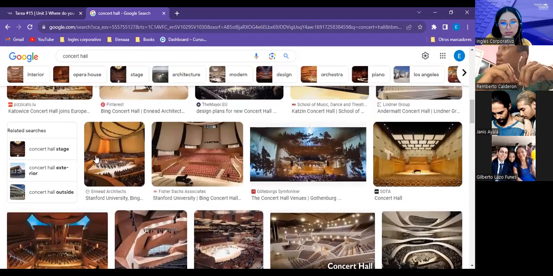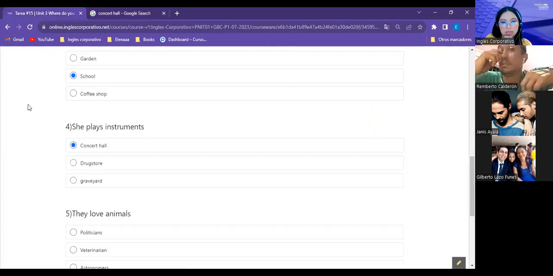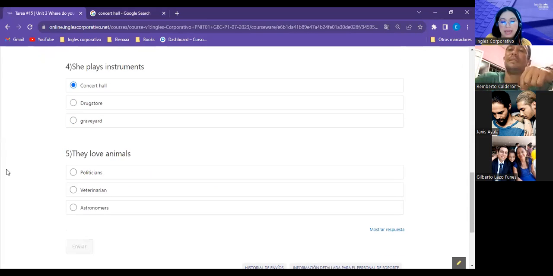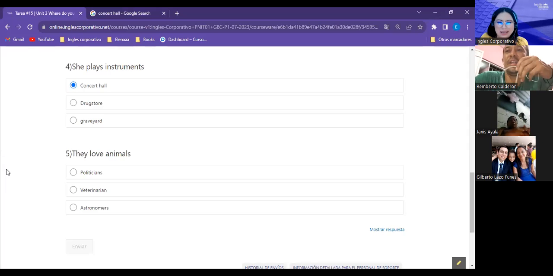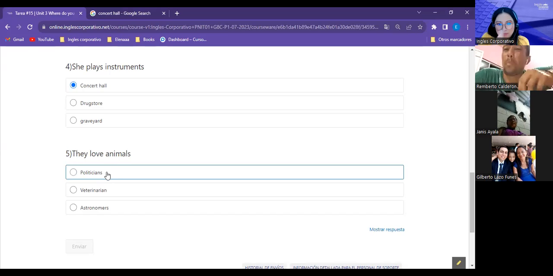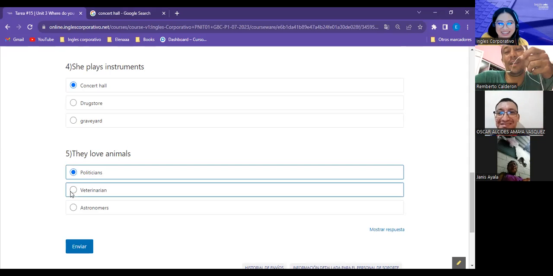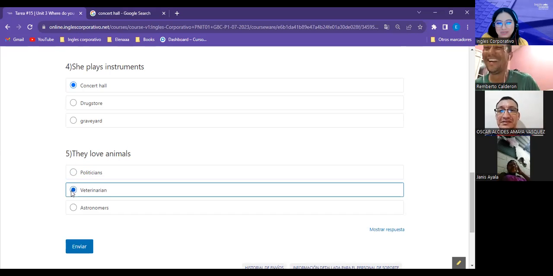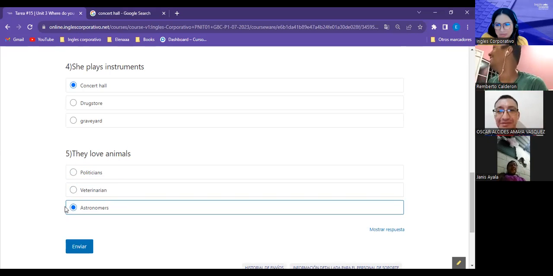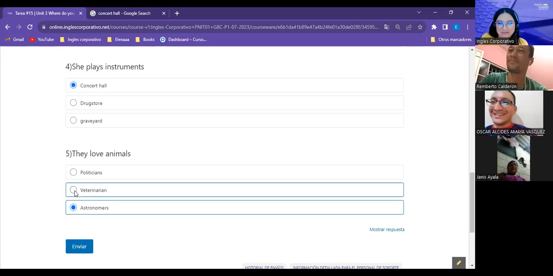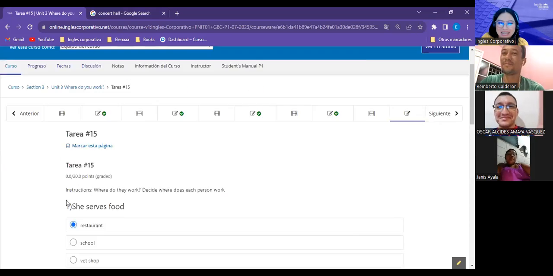That's it, okay? Bien, clase, volvamos acá. They love animals. Even. Veterinarian. Es muy amplio este statement. Y los politicians también. ¿Sí? Tienen su corazoncito. No. Regalan chuchos por votos. Ah, pero los aman. They love animals. Y los astronomers también, ¿no creen? Ok, déjenme ver la indicación.